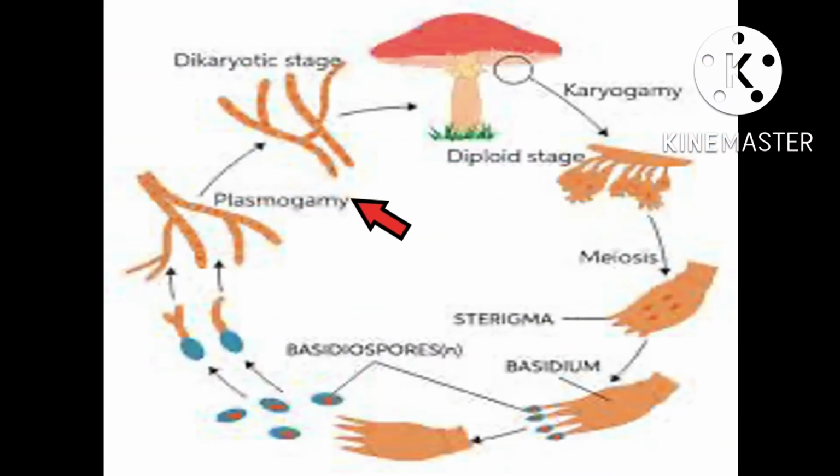Plasmogamy results in bringing together two compatible nuclei in a dikaryon. It is not immediately followed by karyogamy. The intervening phase between plasmogamy and karyogamy is called the dikaryophase. The cells of this phase are called dikaryotic cells. Then karyogamy forms the diploid stage, and then meiosis occurs.